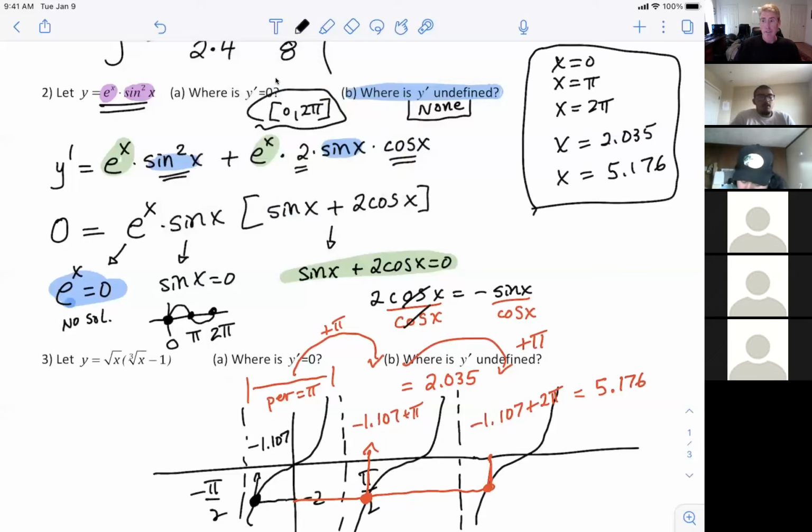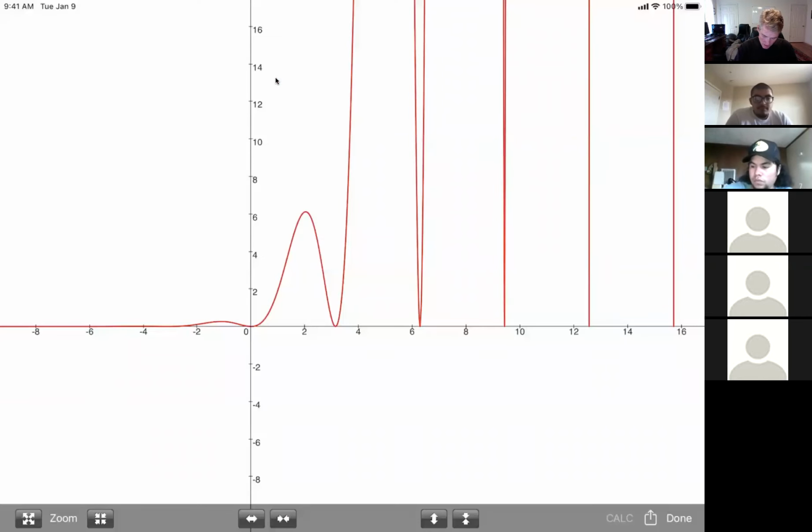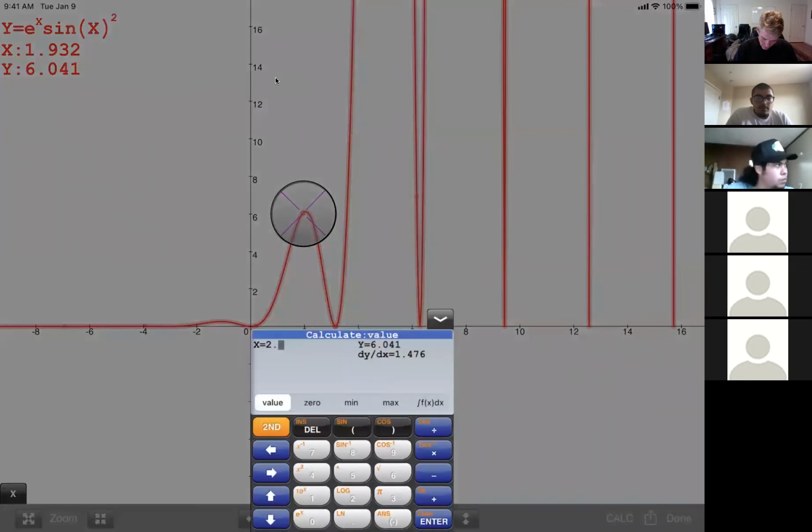So now I'm going to go back to the graph and see if these answers look right. Because we only have an hour, I'm not going to check every answer. I'm just going to randomly pick one. And if 2.035 is correct, most likely I did the other ones correct. So I'm just going to test that one, 2.035. So go back to the graph and type in 2.035, and then that should be a place where the derivative equals 0.